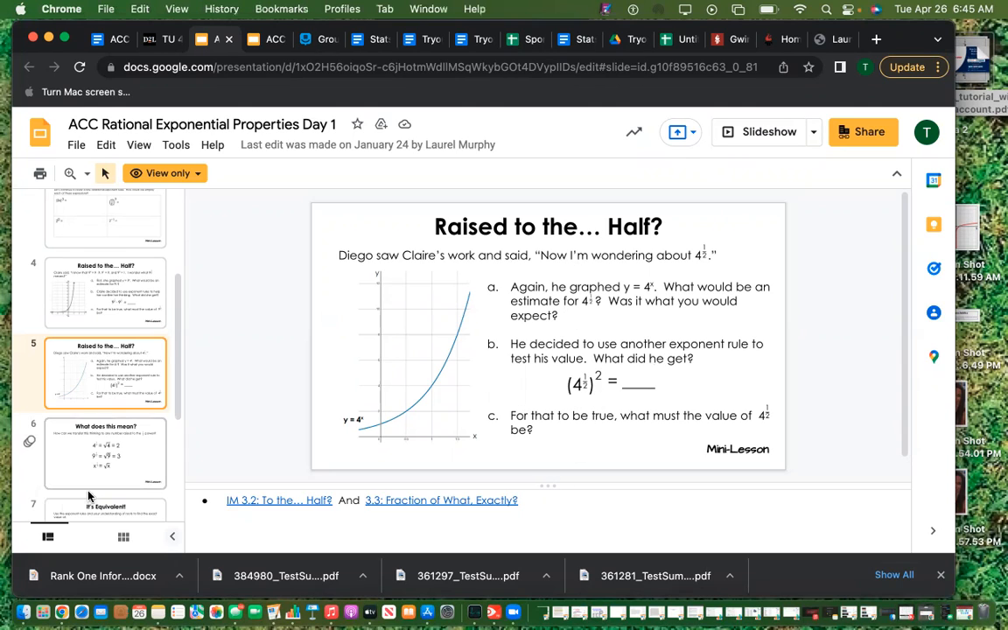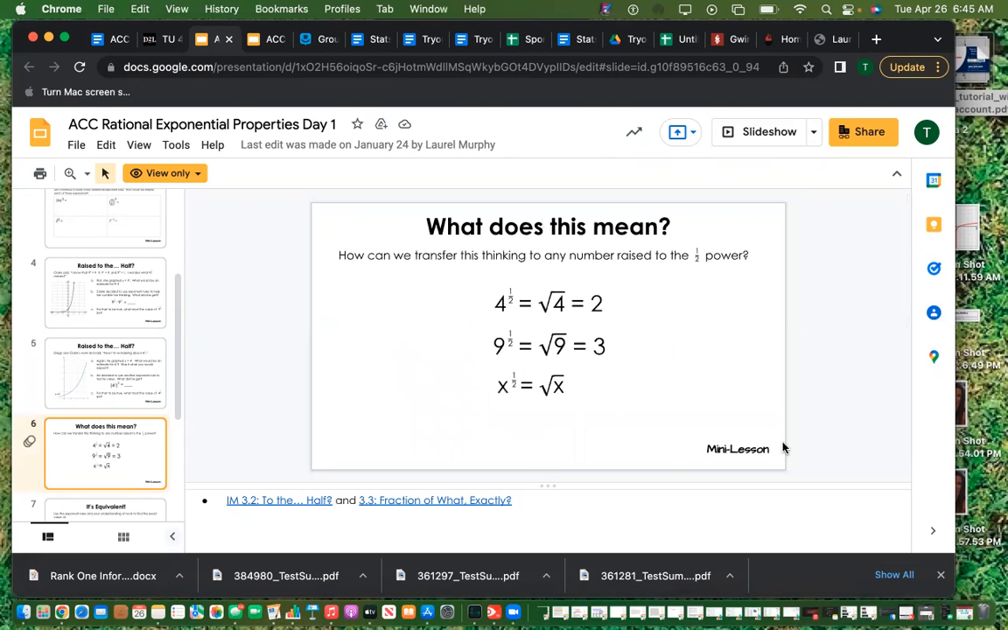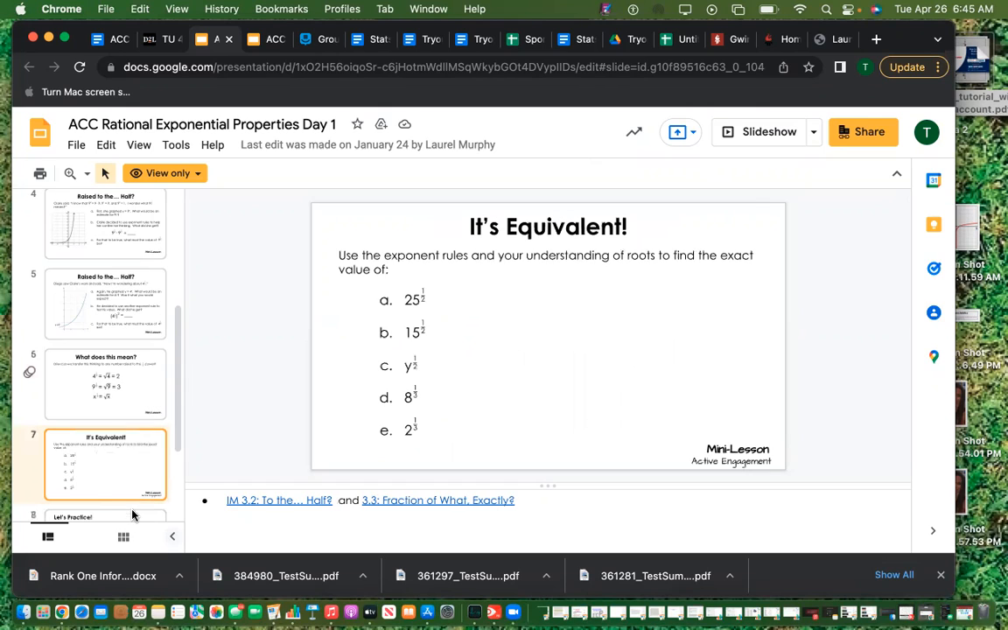All right, so what does this mean? So how can we transfer this thinking into raised power to the 1/2? All I want you to get is that the square root is the same thing as taking something and raising it to the 1/2 power. Okay. Using the exponent rules and your understanding of roots to find the exact value.